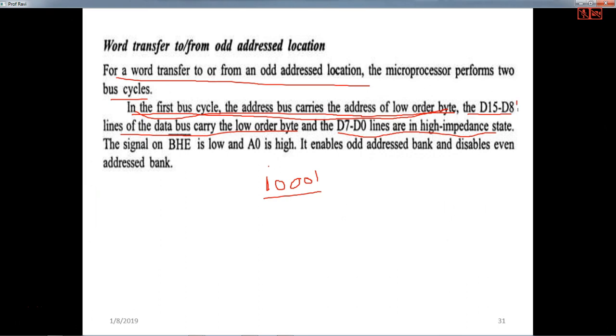So this is what happens in the first bus cycle. The signal on BHE is low and A0 is high in this case. It enables the odd address bank and disables the even address bank in the first memory bus cycle. Then the second bus cycle carries one more byte. So if you want to transfer a word from an odd address location, it performs 2 memory cycles.